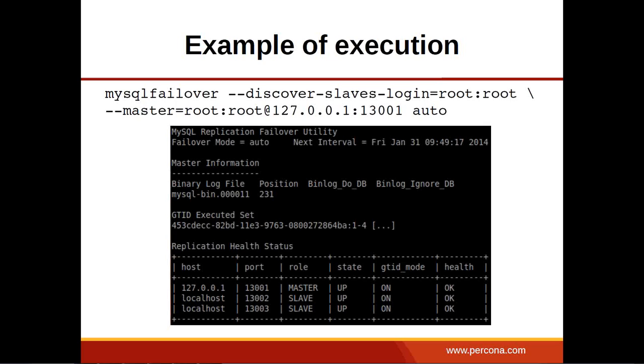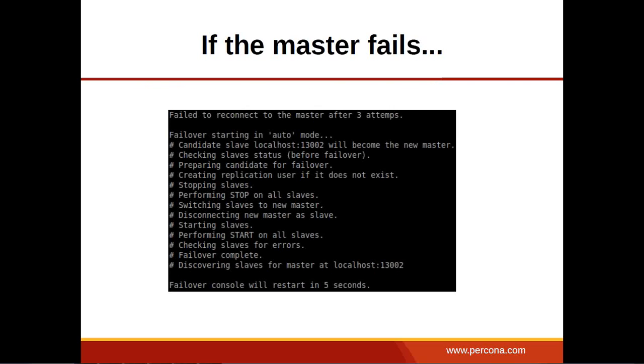Now, if the master fails, after some time the tool will detect that the master is down. Here you can see that the tool tells us that it has not been able to connect 3 times in a row to the master. So now it considers that the master is down, and it will start to perform the failover. You can see all the steps, and at the end, it has promoted a new master and reconnected all the other slaves to the new master. And it starts another console.